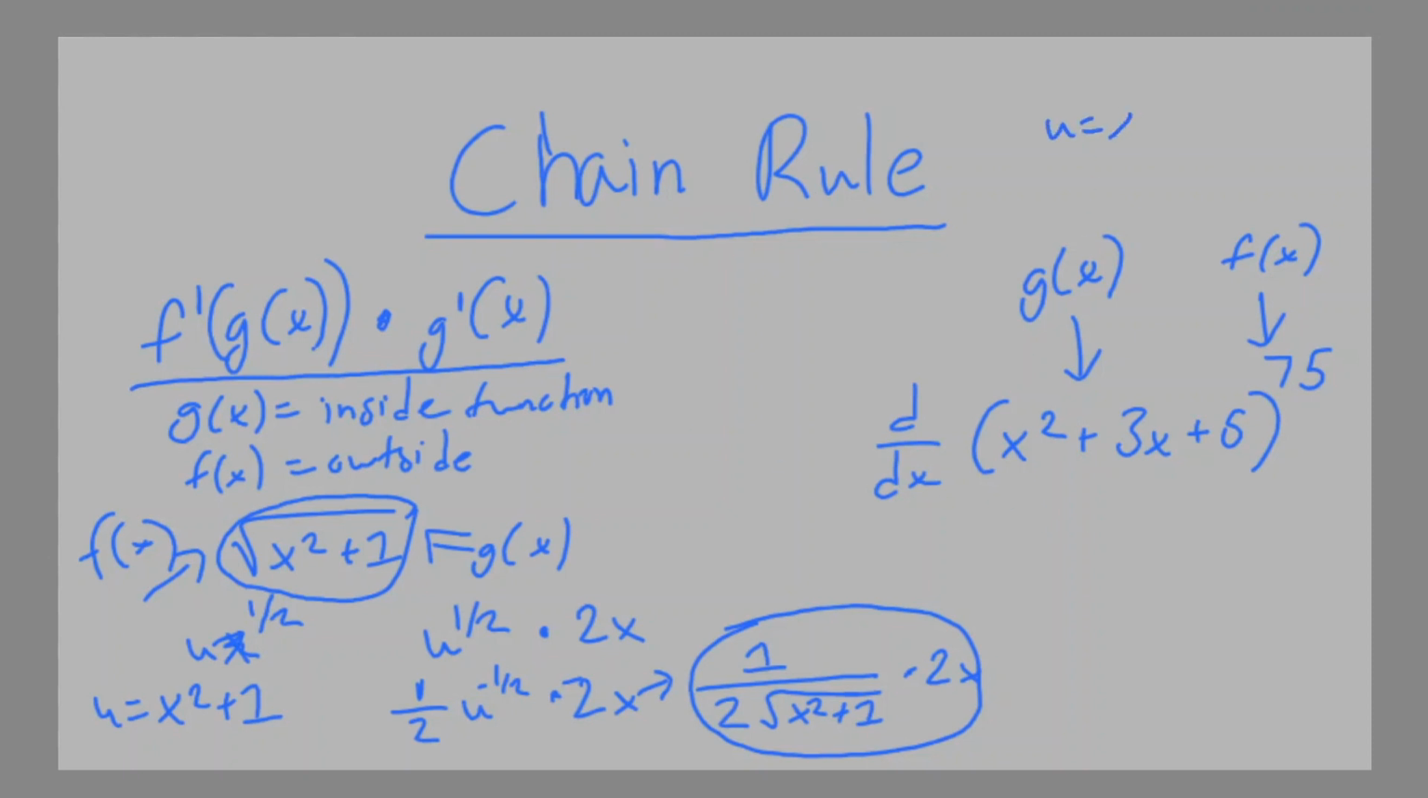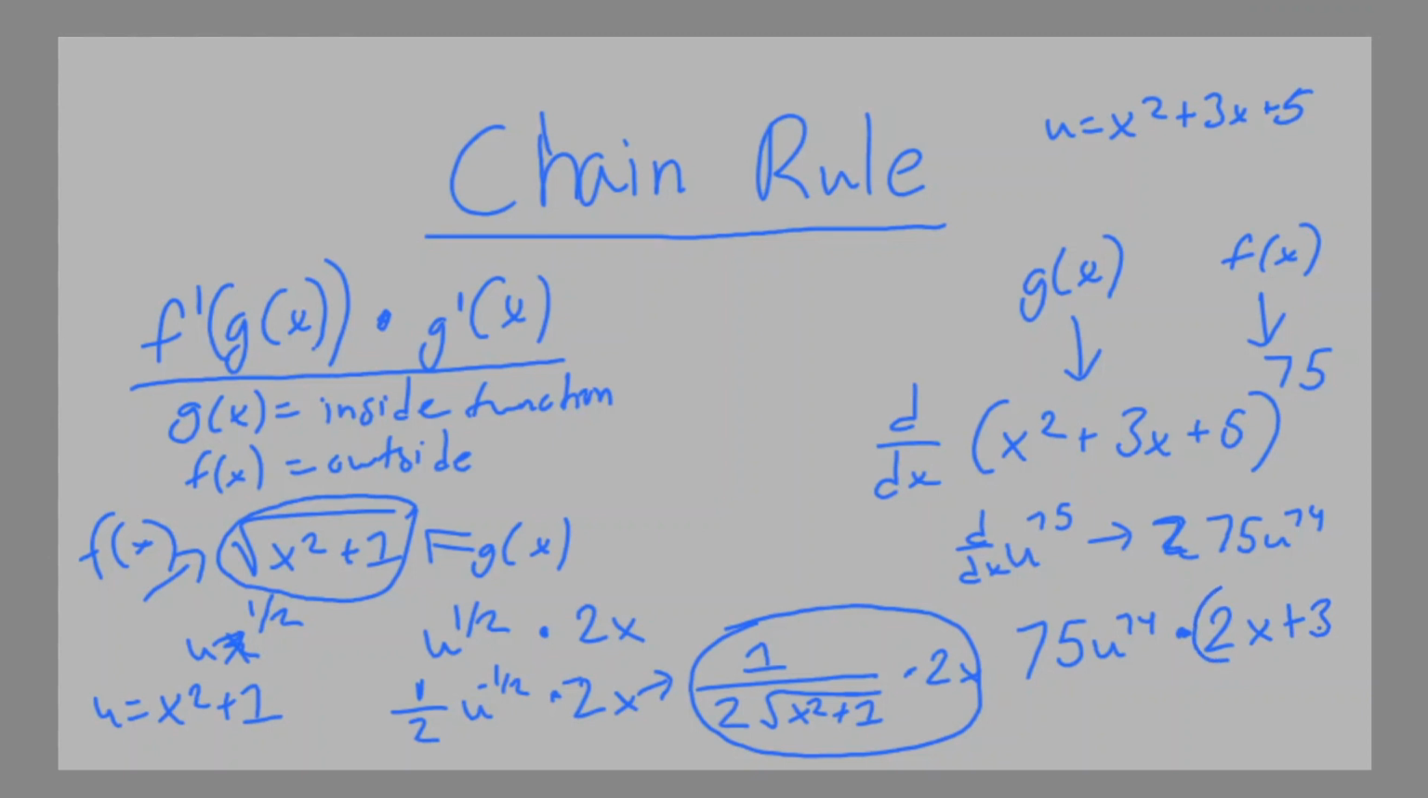Let's say u is equal to x squared plus 3x plus 5. So we would have u to the 75th power, and if we find the derivative of that, that would be 75 u to the 74th power. So our first part, which is f prime of g of x, is going to be 75 u to the 74th power multiplied by g prime, where g is the inside function, x squared plus 3x plus 5, which is going to be 2x plus 3.